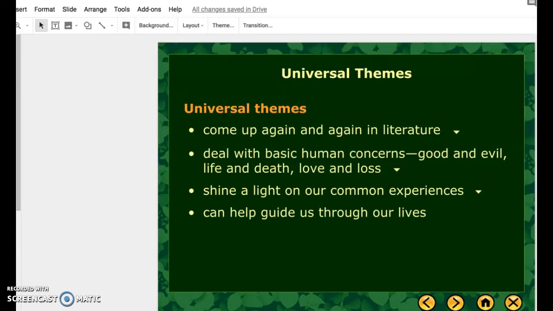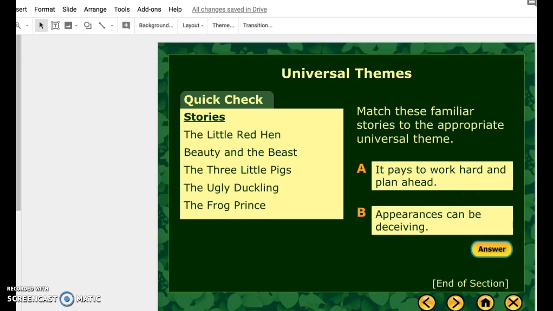So, good versus evil, life versus death, love versus loss. They shine a light on our common experiences and they help guide us through our lives. These universal themes really come to fruition in a lot of the movies that we see. So, speaking of movies and stories, take a look here.